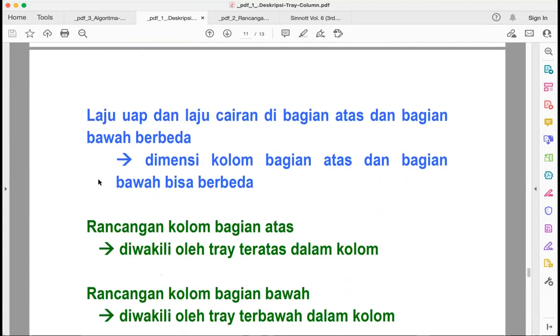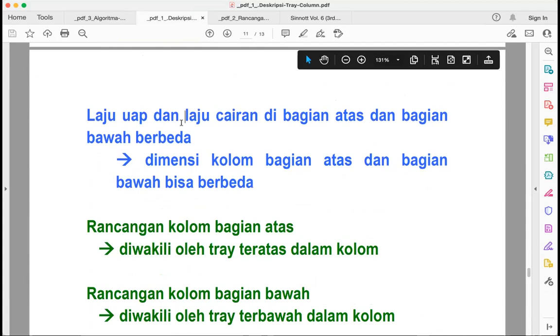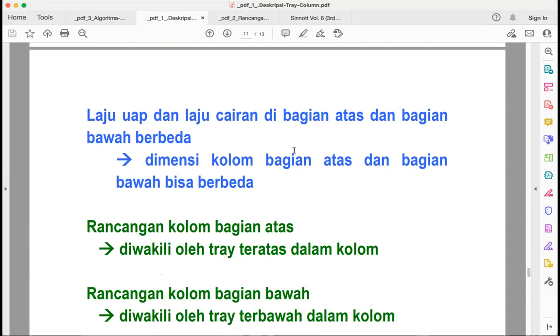Sometimes we have different vapor and liquid rates at the top and the bottom. So sometimes we have a different column at the top, and the bottom can change. I remember if we have, for example, 70% methane and the remainder is just C2, C4, C5, we have a very big diameter on the top and a lower diameter on the bottom. We can have different column dimensions at the top and the bottom.